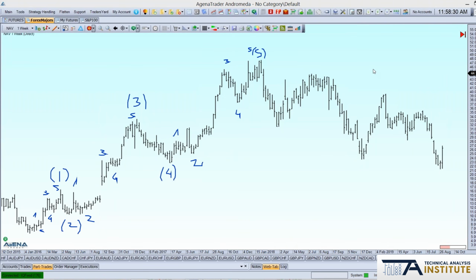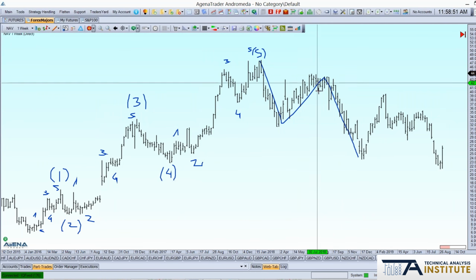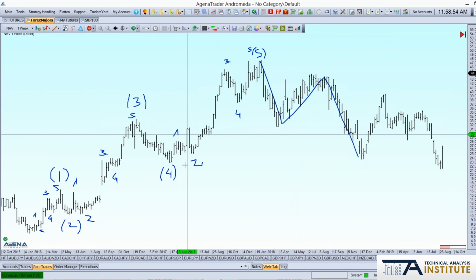Following 5. That is absolutely correct. Following intermediate 5, we have a zigzag. We have the A, the B, and the C. And notice the impulsive nature of A and C. They are impulsive. Compare that to corrections, where they are all like that. Corrections are like this, right?